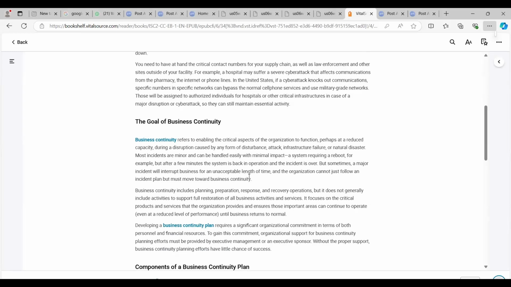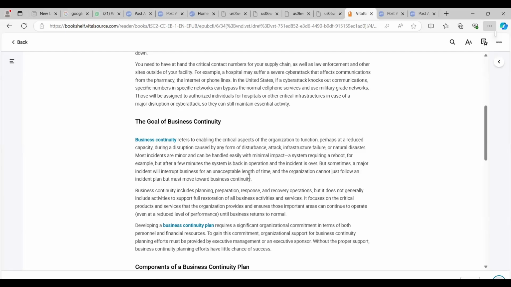So, like I said, business continuity refers to enabling critical aspects of the organization to function, perhaps at a reduced capacity, during a disruption caused by any form of disturbance, attack, infrastructure failure, or natural disaster. Most incidents are minor and can be handled easily with minimal impact. A system requiring a rebuild, for example, but after a few minutes, the system is back in operation and the incident is over. But sometimes, a major incident will interrupt business for an unacceptable length of time.